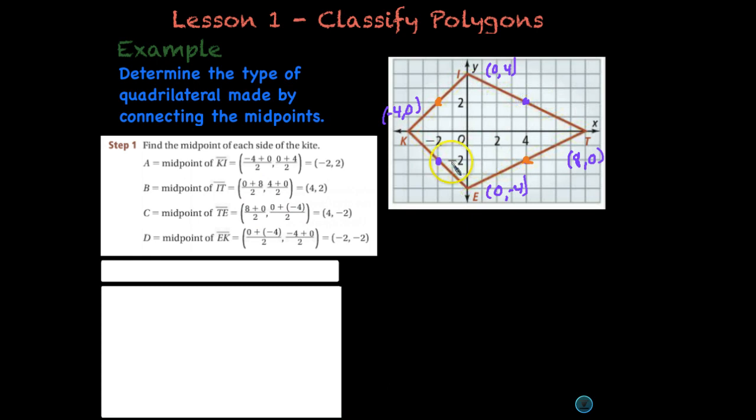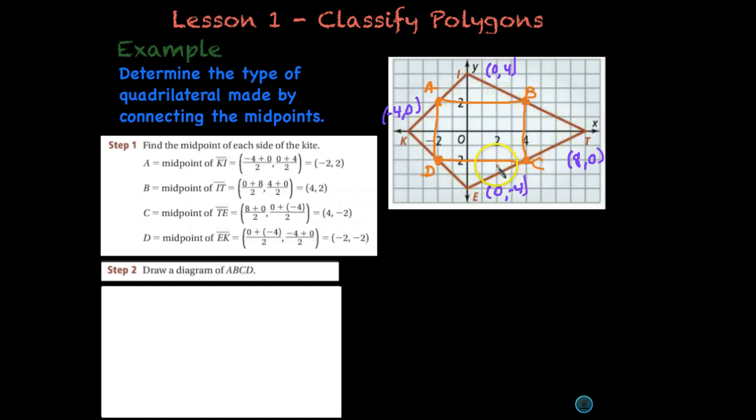Okay, so I have calculated the midpoints on each of these line segments. Notice I have 4 calculations. I'm taking the average of my x's between each endpoint, and taking the average of my y's. Okay, now I have my midpoints. What do I need to do next? Step 2 says draw a diagram of ABCD. So if I draw this, I can label this now A, B, C, and D. I have drawn a diagram.